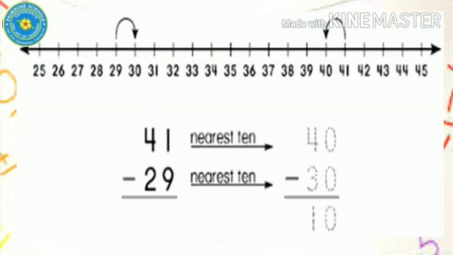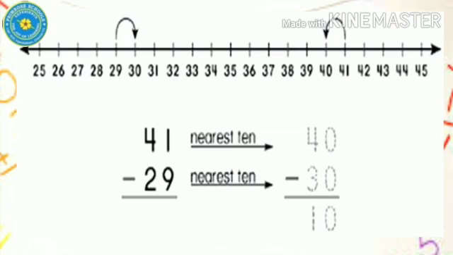Now, if you round off 41, you get 40, and when you round off 29, you get 30. How do you get this? Now look at the number line at the top, children. 29 is closer to 30, right, than 20. Similarly, 41 is closer to 40 than 50. Hence, we are going to round off 41 to 40 and round off 29 to 30.